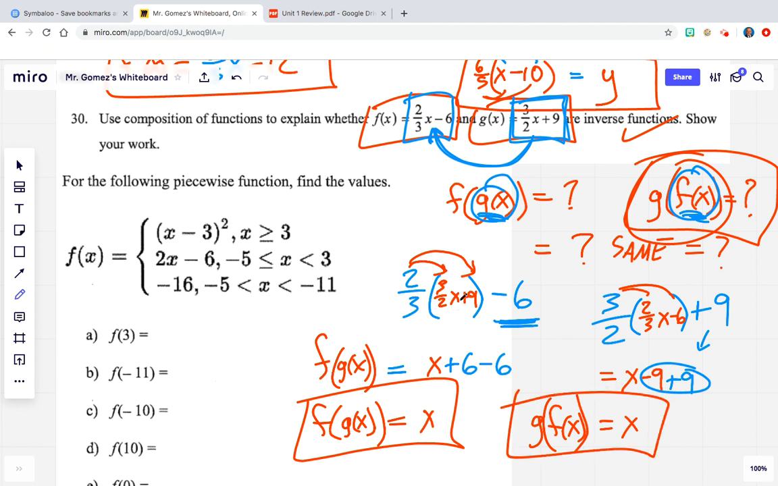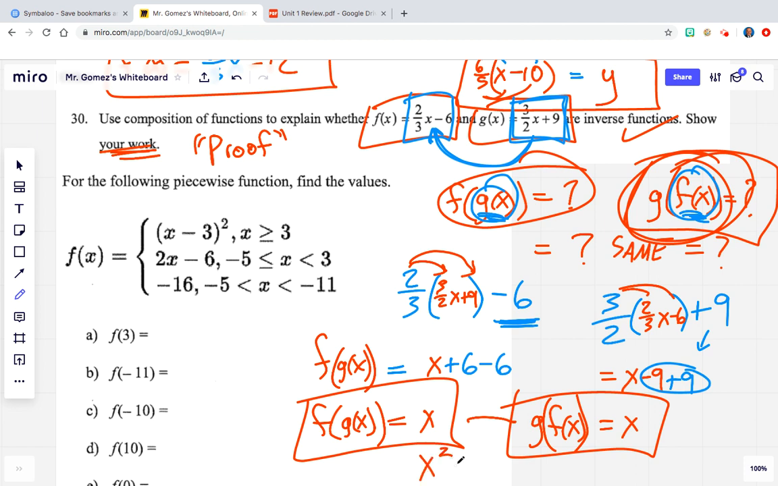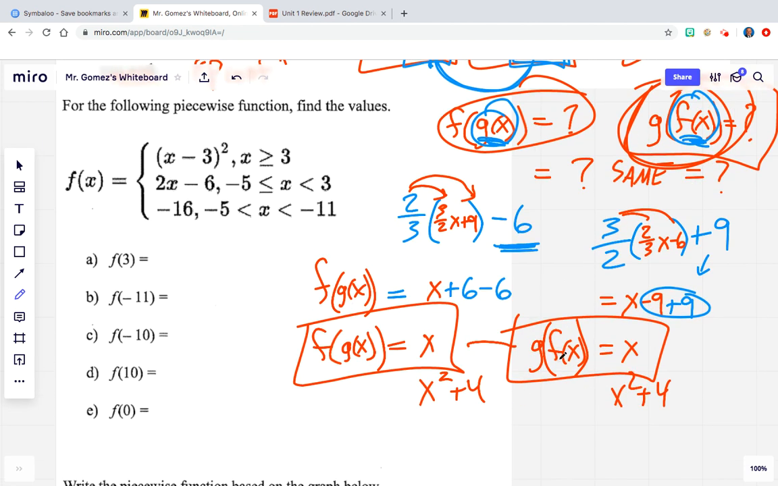So what you've shown is you've verified. You showed all your work. It's basically the quote-unquote proof, the verification that f of g of x is equal to g of f of x. And again, remember, they don't have to be x. They could be like x squared plus 4 on both of them. As long as they're both the same, then they are inverses of each other. If they're different, then they're not inverses of each other.